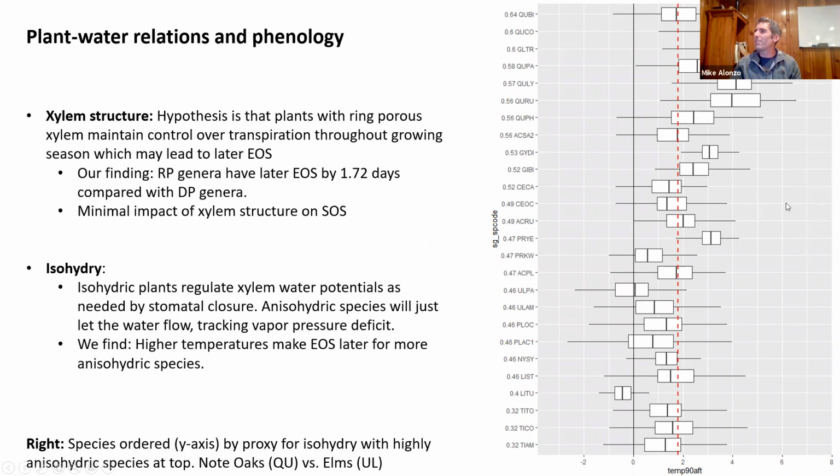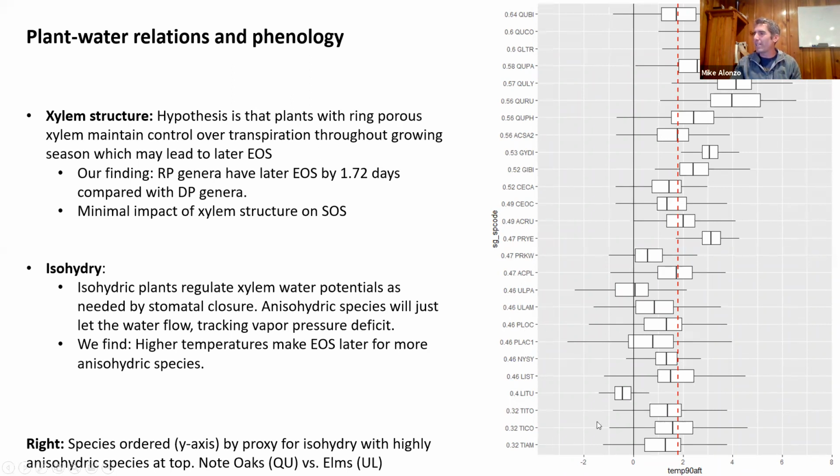If you look at this chart, you just see there's a lot of big responsiveness to temperature in the species at the top and less responsiveness to temperature in the species at the bottom. These are ordered by their tendency towards regulating their water flow. Oaks up here don't regulate much, they let the water flow.